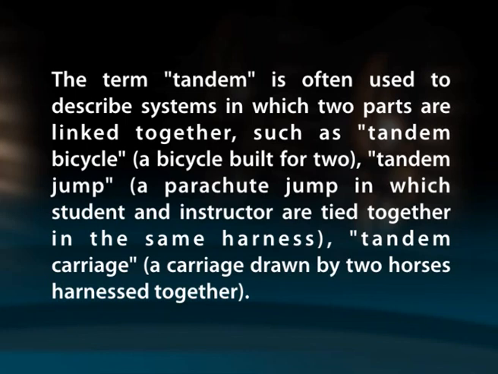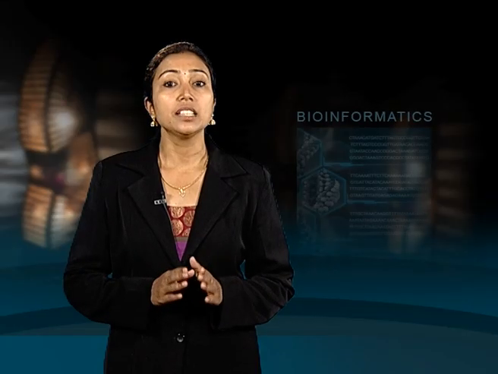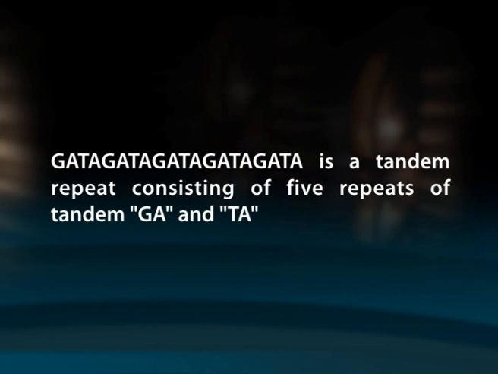The term tandem is often used to describe systems in which two parts are linked together, such as a tandem bicycle, a bicycle built for two; a tandem jump, a parachute jump in which a student and instructor are tied together in the same harness; a tandem carriage, a carriage drawn by two horses harnessed together, etc. Hence, a tandem repeat is DNA consisting of short repeated base pair sequences harnessed together. Example: GATA GAT GAT GAT GATA is a tandem repeat consisting of 5 repeats of tandem GA and TA.